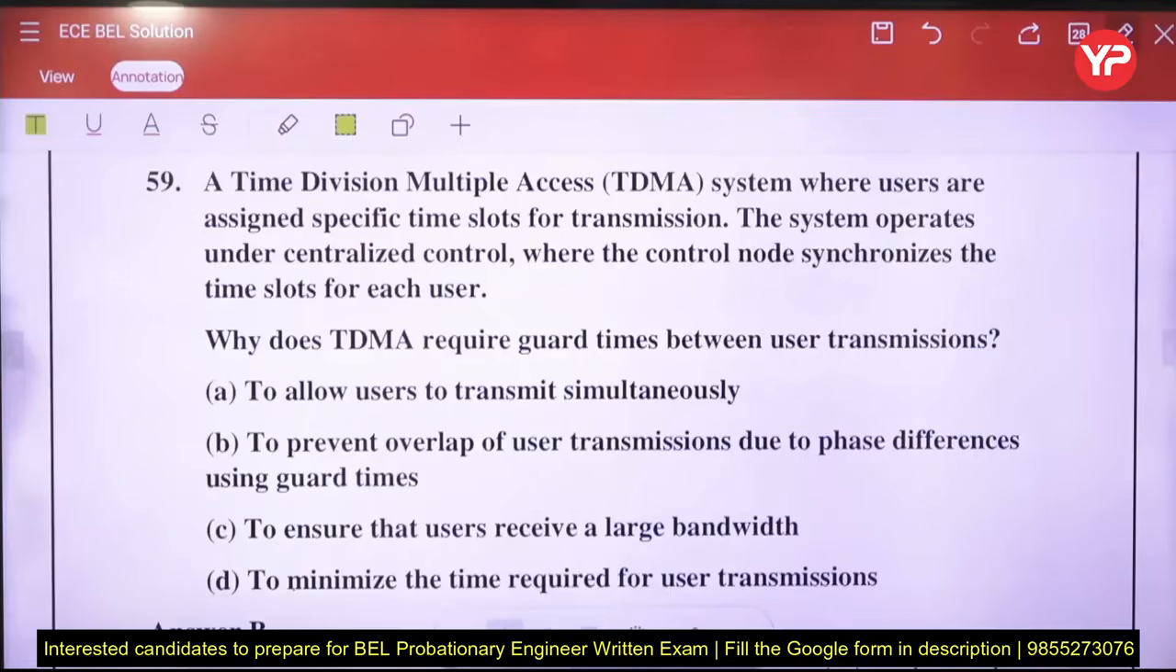A time division multiplexing system where users are assigned a specific time slot to transmit operates under centralized control, where the control node synchronizes the time slot of each user. Why does TDM require a guard time between transmitting users? To prevent overlapping of user transmission due to phase difference, using a guard band. That will be the answer.